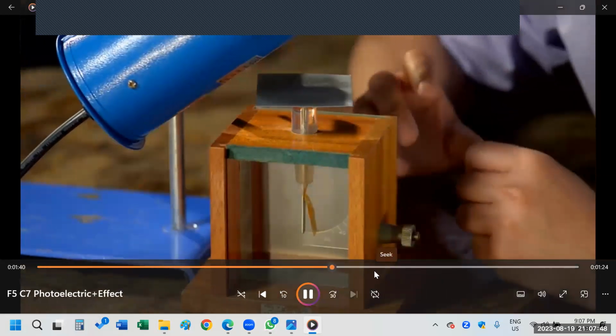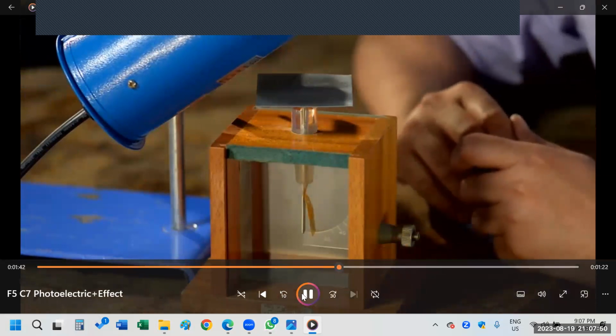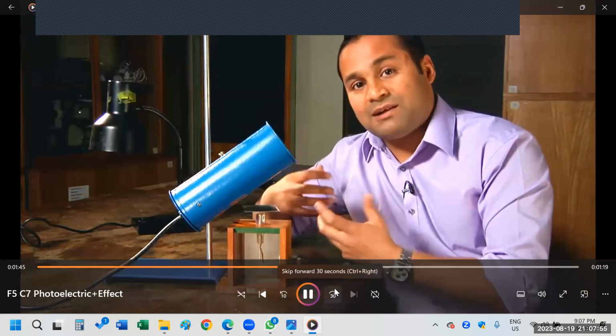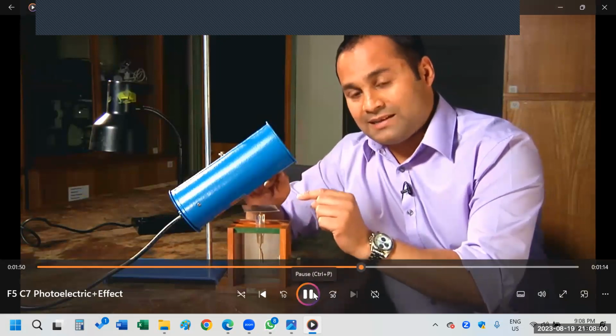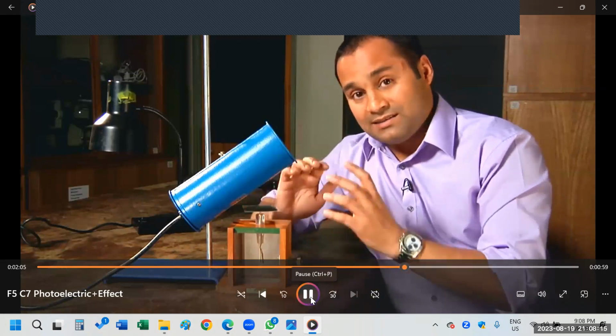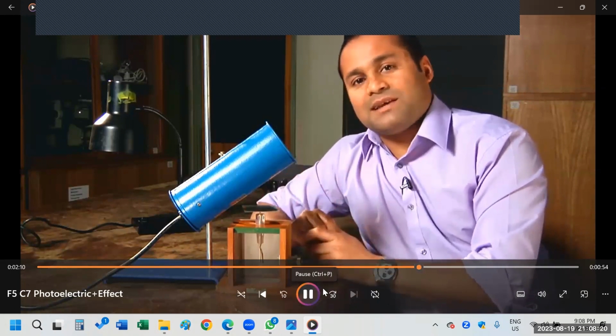You can see that the gold leaf immediately starts to fall. And that must mean that the UV light is somehow discharging the electroscope. We know that we started with negative charge on the plate, so the UV light must somehow be releasing the electrons. The important thing to notice is that it's the frequency of the light that makes a difference. With visible light, it doesn't matter how bright it is or how long it shines for, it doesn't release any electrons.